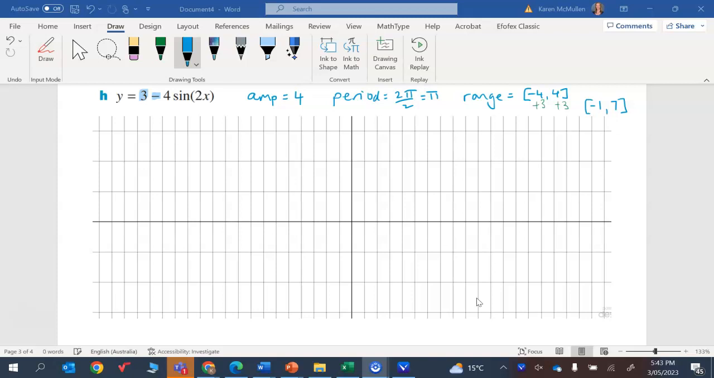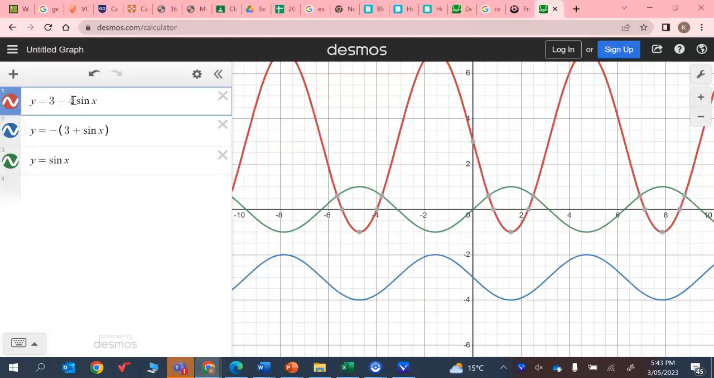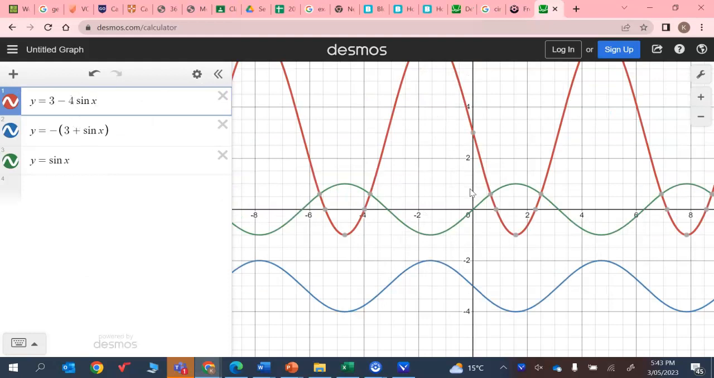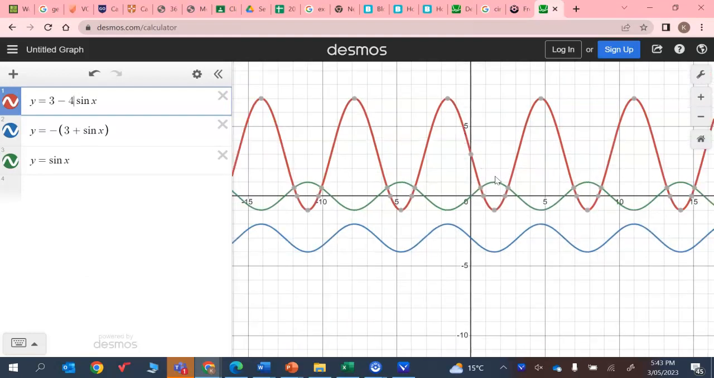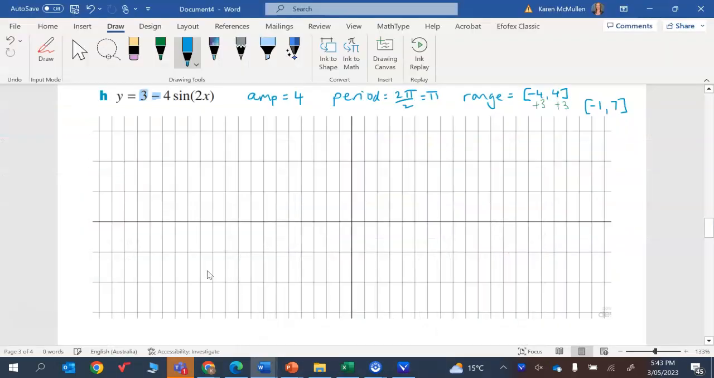If we have a quick look at the graphs, I've just quickly put the 4 in here. You can see the red graph, zoom out. When we reflected it, it doesn't change your range. Your minimum is still -4 and your maximum is 4. If I put a 4 in here, you can see the range is impacted by that reflection as well. All right, so our period is pi.